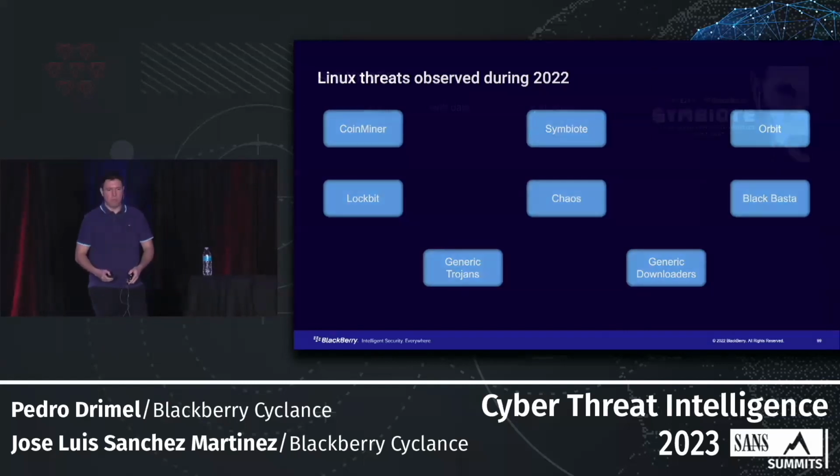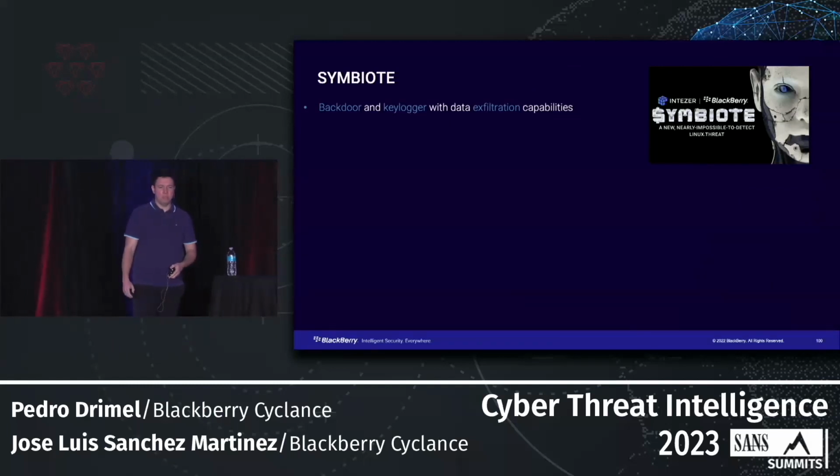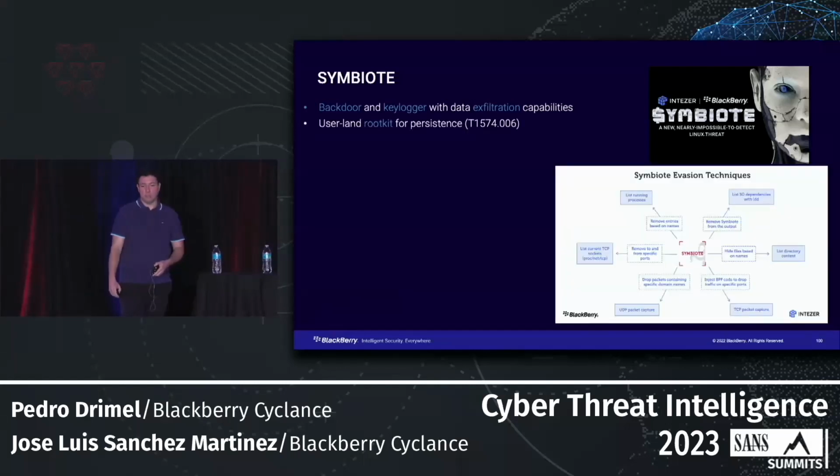So first, talking about Symbiote, it is basically a backdoor keylogger. We published research last year with Intezer, and the interesting part is the exfiltration capability it has, and it also has a very stealthy user-land rootkit. So if you list directories, you won't see it. If you check processes, you won't see it. If you check the network traffic locally, you won't see it either.